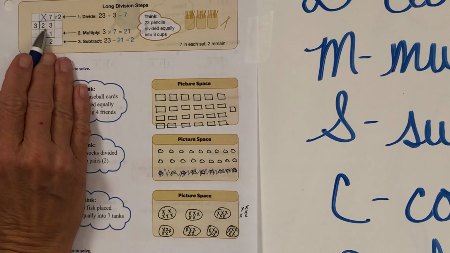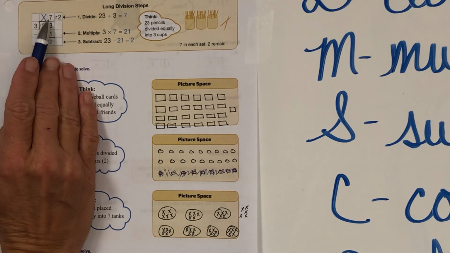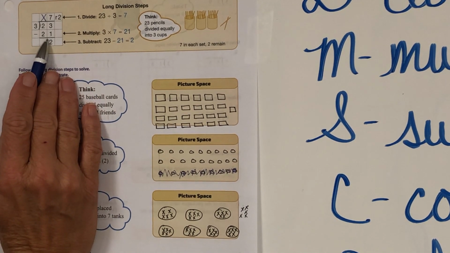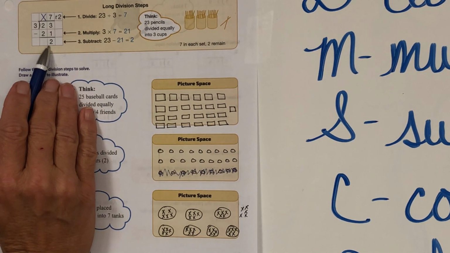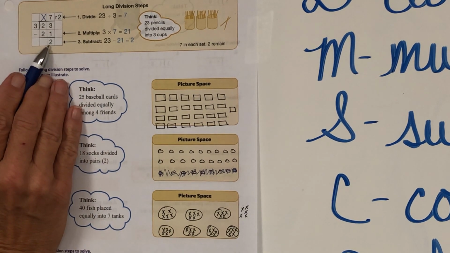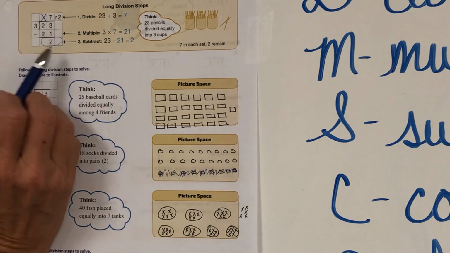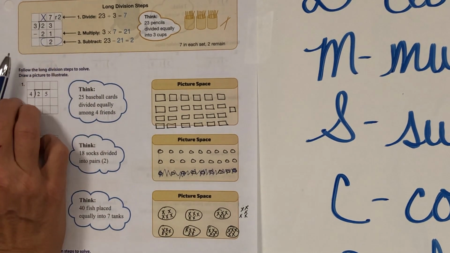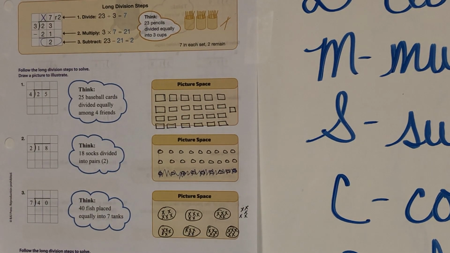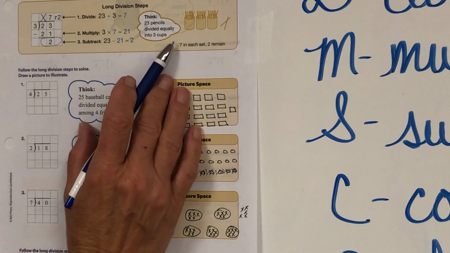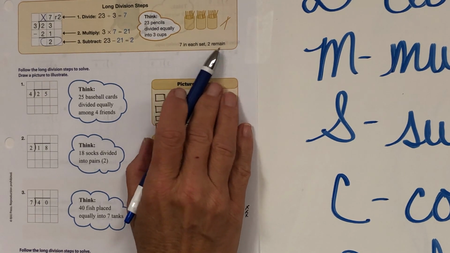How many times will 3 go into 23? It will go 7 times. Then you're going to multiply. 7 times 3 is 21. And then you're going to subtract, and you have 2 left over. You compare to see if this number, remember this becomes your new dividend, is less than this one. Yes, it is. There's nothing to bring down, so this becomes your remainder. So you have 7 pencils in each set with 2 left over.